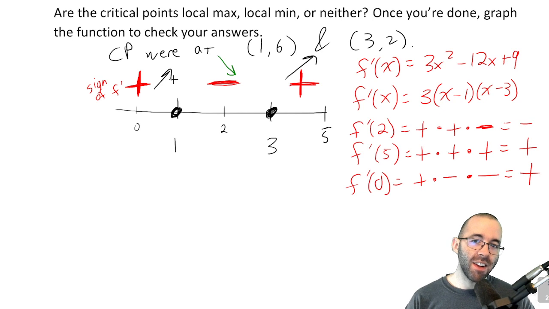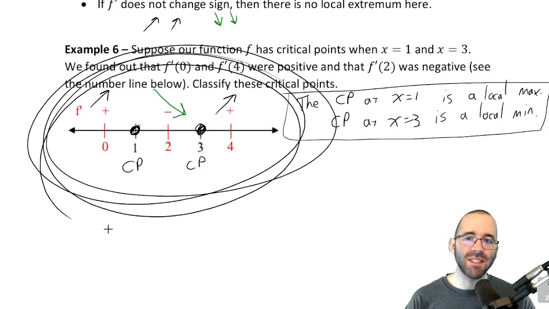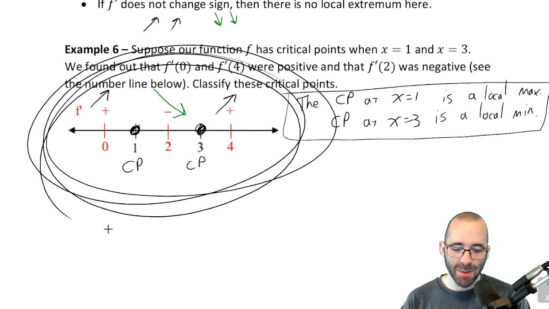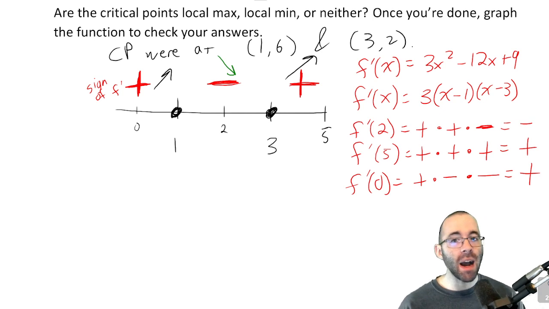Now, I feel a little silly right now because the astute observer will notice that this is actually exactly the same. I chose one number that was different, just so it would be different, but this is basically just example 6. Okay. But this is how we actually go about using the first derivative test.